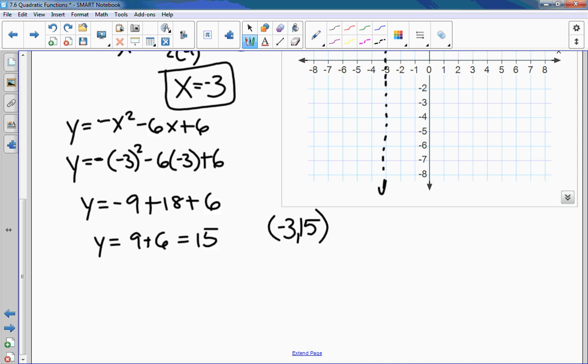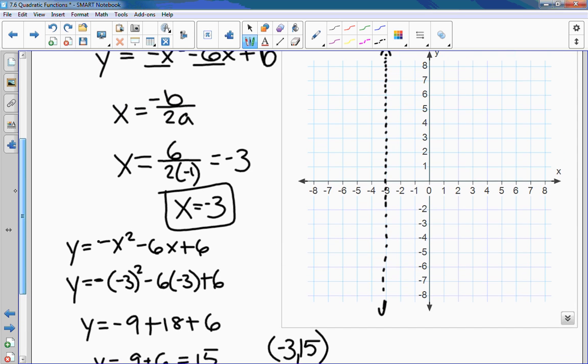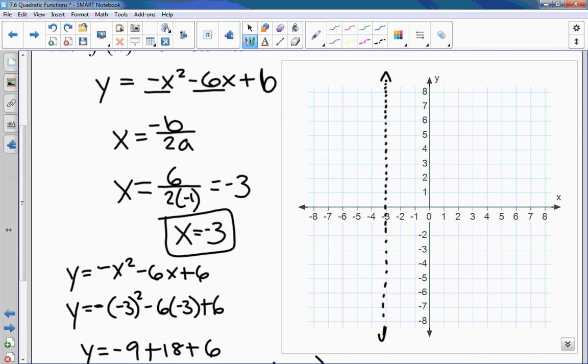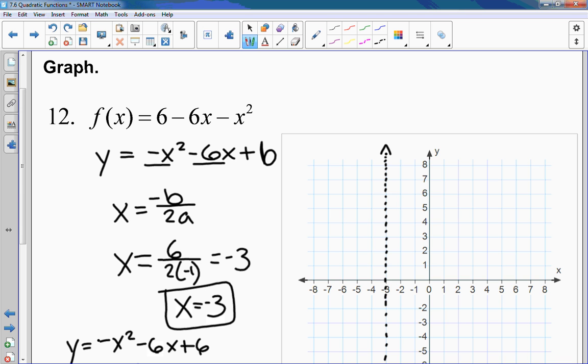Oof, that's going to be tough to handle on my graph, but let's assume that -3, comma, 15 is right about here. Okay, now, the orientation: what's the a value? What's the number in front of x squared? That's going to be -1, which means it's going to be up or down. It's going to be down, that's right. So it's not going to be skinny or fat because it's a 1, but it is going to open down. So it's going to look like this.